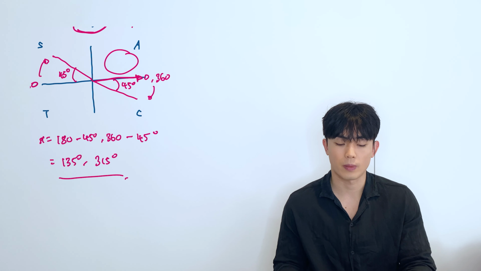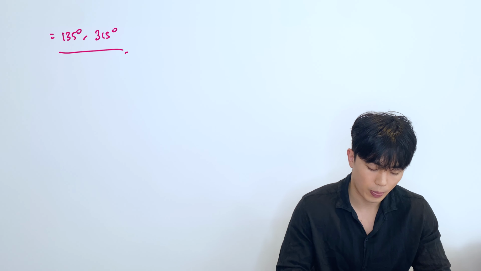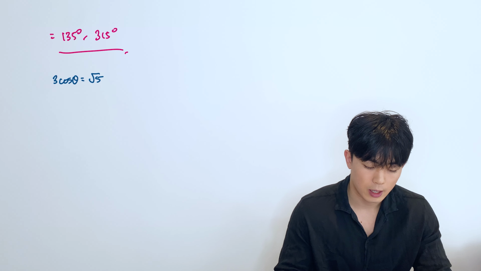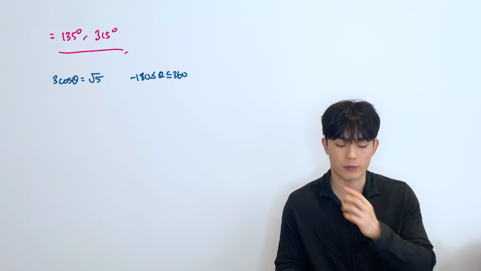So now it's just a matter of simplifying, so you get 135 degrees and 315 degrees as our two solutions. Okay, let's try one more. So let's try maybe 3 cos theta is equal to √5. And the domain I'm going to say from -180 to 360. Okay, so that's the domain of our theta values.